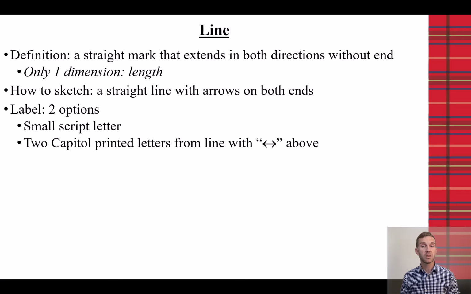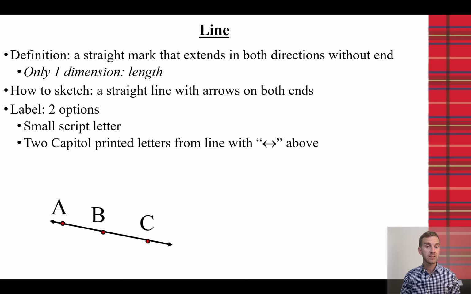Now, a line is a straight mark that goes on in both directions with no end. It represents length, only length, one dimension. And when we draw it, we're going to draw double arrows on the ends to help us represent going on without end. We can label it either with a small script letter by the line or with 2 capital printed letters representing points on that line with a double arrow over top.